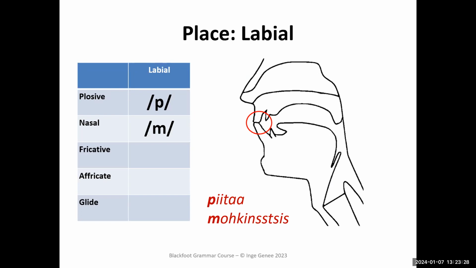Labial sounds are made with the lips. The picture you see here is for the sound P. This sound is made by closing your lips and then letting the air that has built up behind that closure escape when you suddenly open them, and that creates a popping noise. An example is pita, eagle. The sound M is almost the same, but the air then escapes out of your nose. A word with M is muhkinstsis, meaning elbow or Calgary.